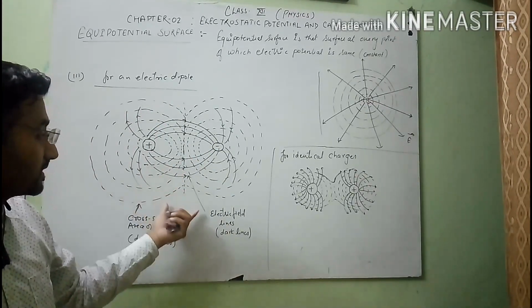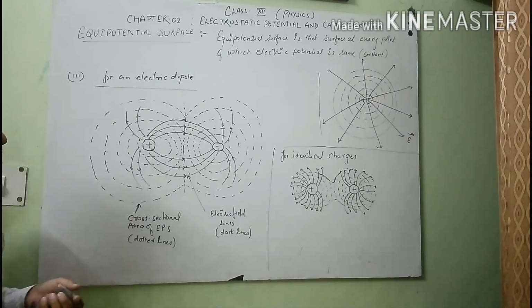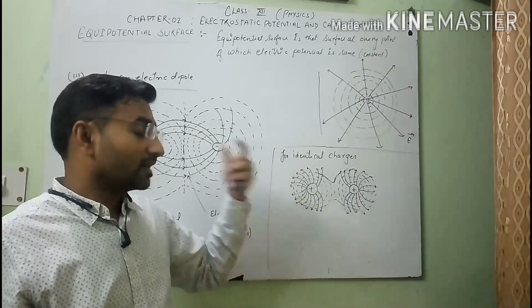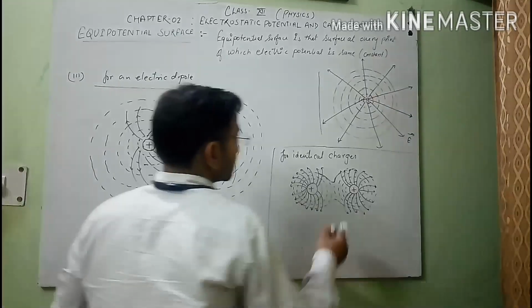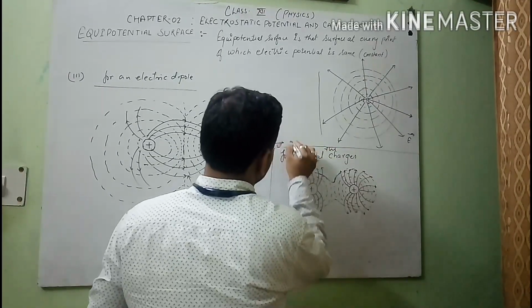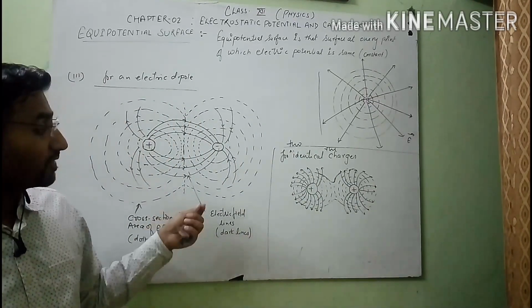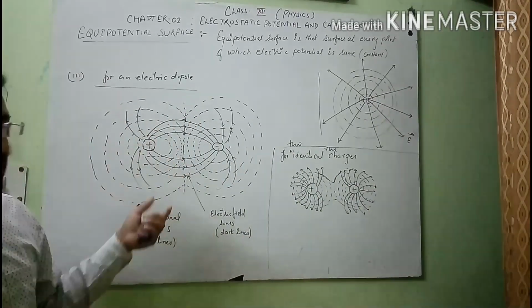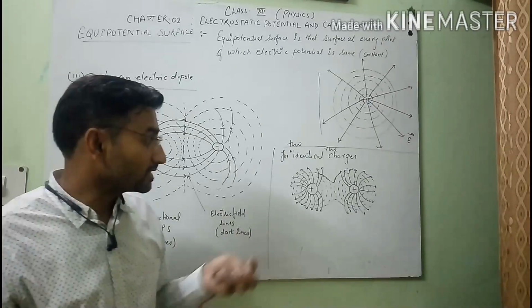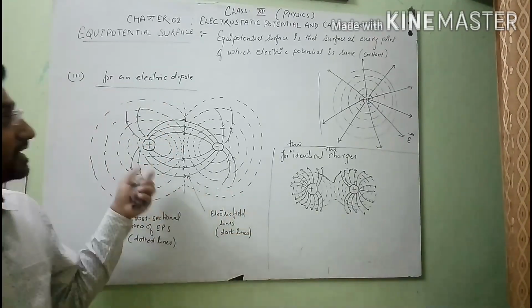Then the third one is about the electric dipole, and the fourth one is two identical positive charges. Clear, student? And after the whole discussion about the equipotential surface, I will do the next derivation.